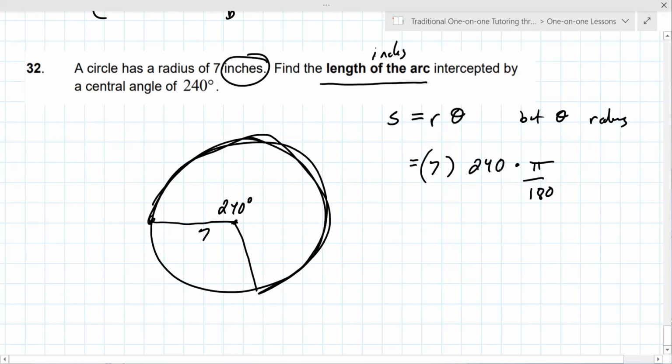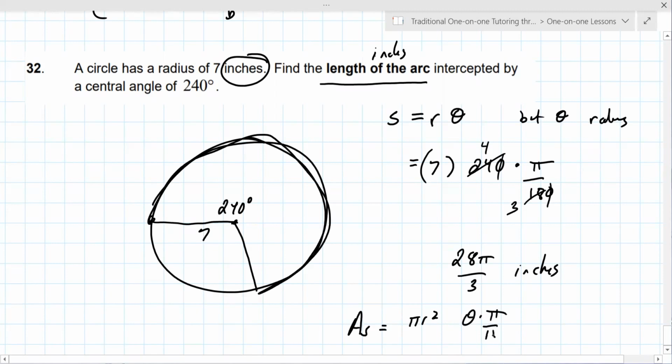So you've got to be able to reduce this without a calculator. The zeros cancel. 24 and 18 are both divisible by 6, so that's 4 and 3. So you get 28 pi over 3 inches. And if they want the area of the sector, it is pi r squared times the angle times pi over 180, or 180 over pi. Sorry, anyway, that's not what it's asking for. All right.